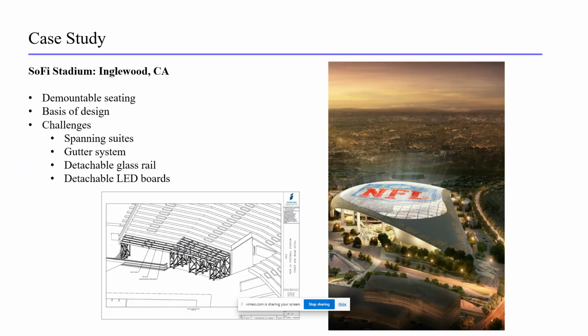SoFi Stadium in Los Angeles. Exciting project that we completed here recently. It was a very, very large stadium, the most expensive at the time. We worked with the architect to come up with a demountable seating solution that would allow them to lay out a wider soccer field for possible World Cup events. The forkliftable seating sections were built to span over suites, and there's also LED scoreboards on them, field pads, glass rail, and a gutter system. So it was almost a building inside the building.